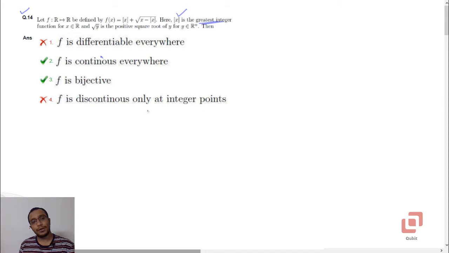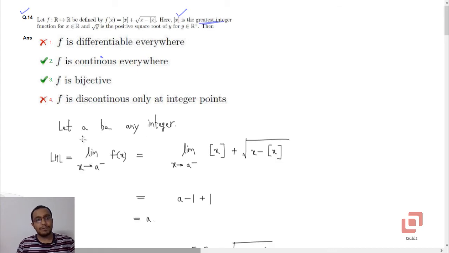Now you observe that options 1, 2 and 4 are calculus based, differentiability and continuity. So let us first get rid of them and then we can check for option 3. First, let us try to find whether f is discontinuous at integer points, and for that assume that we have an integer a.